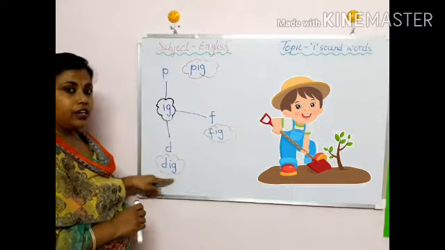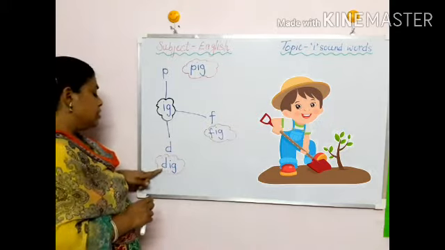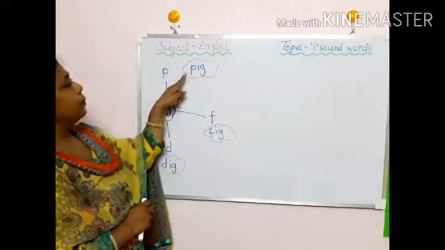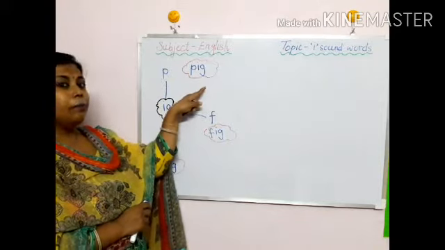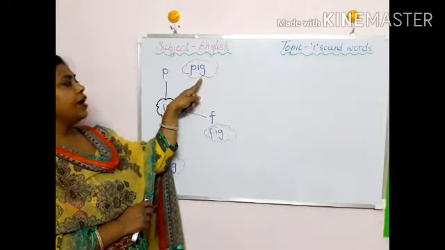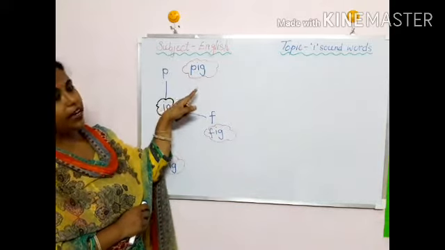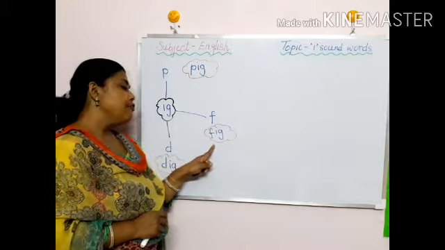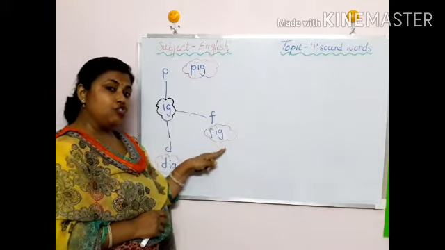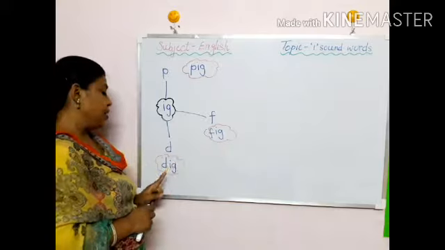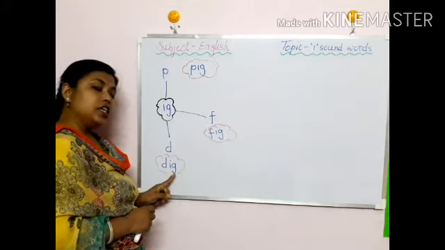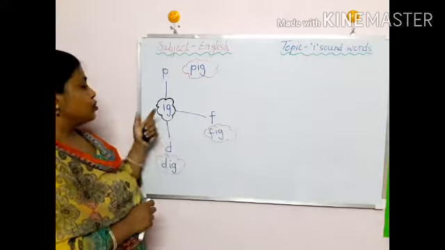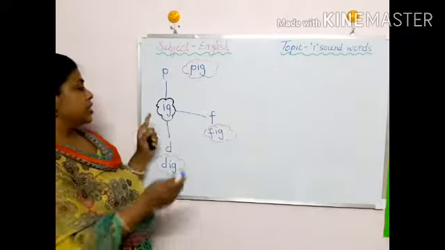D-I-G, dig. Repeat, children. D-I-G, dig. Let's do with the sound. P-I-G, pig. This is the spelling. F-I-G, fig. Spelling. D-I-G, dig. So today we have done the ig sound.